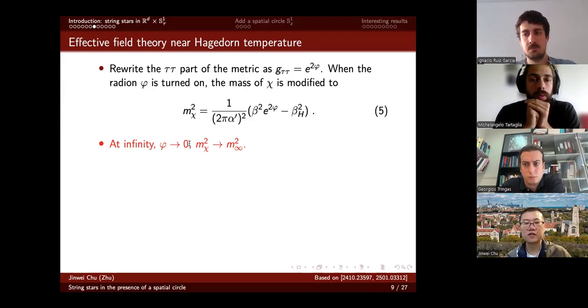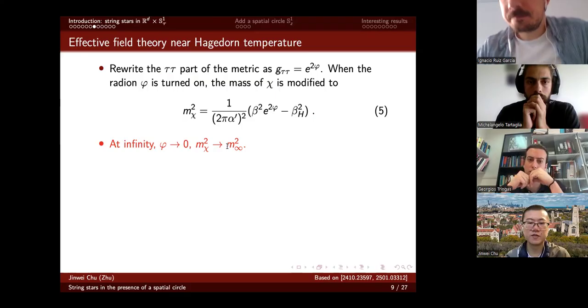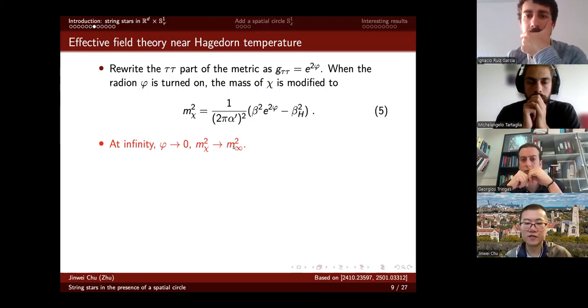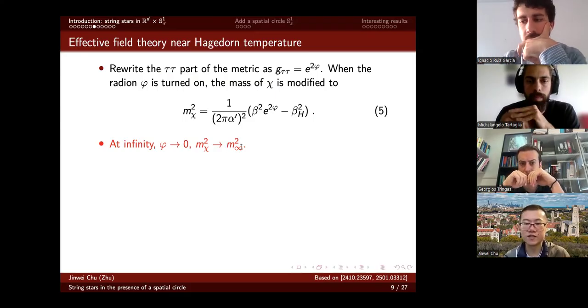So in turn, we have this mass reduced to the formula with phi turned off, namely the formula in the previous page denoted by infinity square. So now we understand why there's a subscript infinity here. This simply means that this is the mass of the winding one string tachyon at infinity.